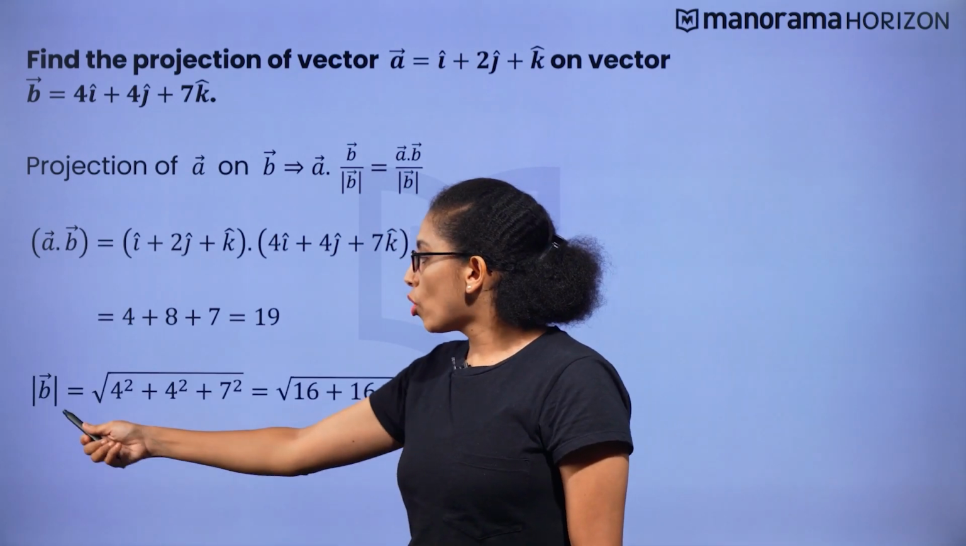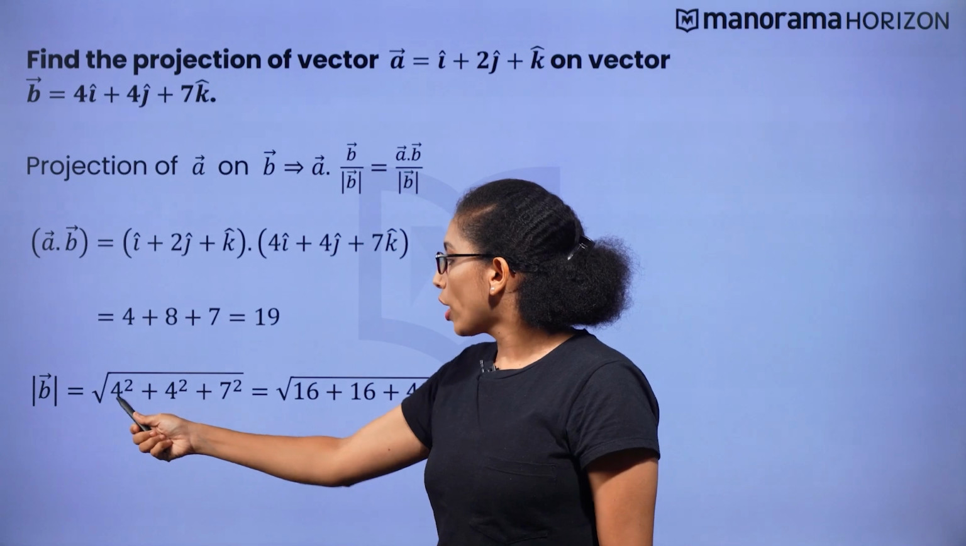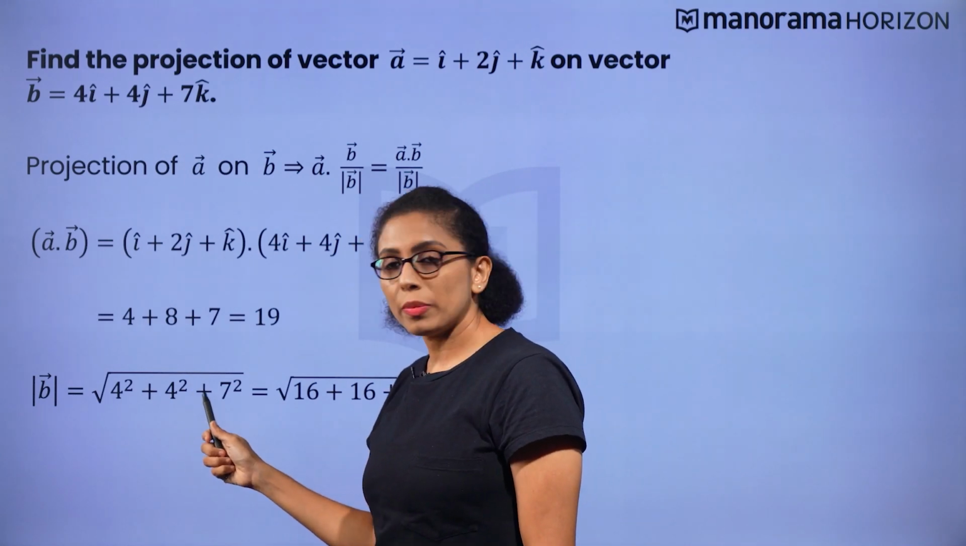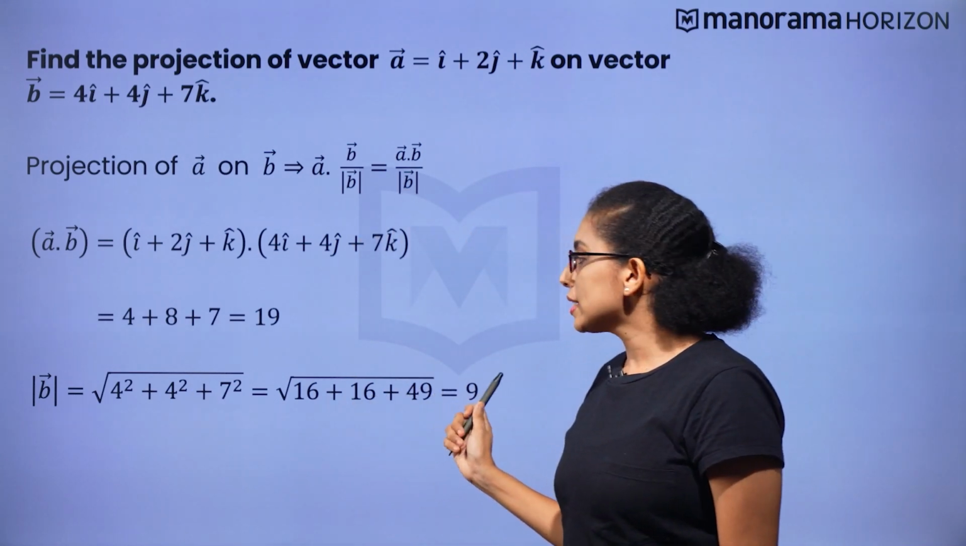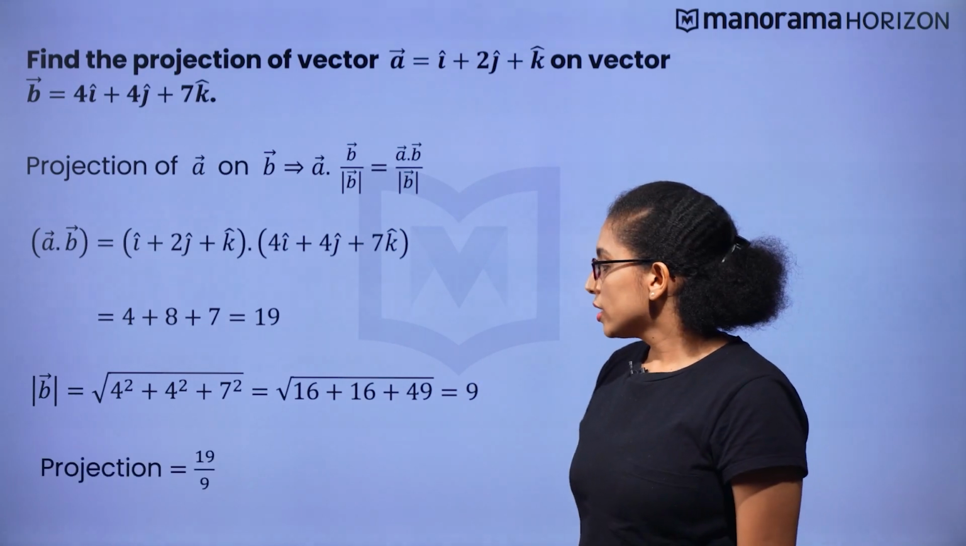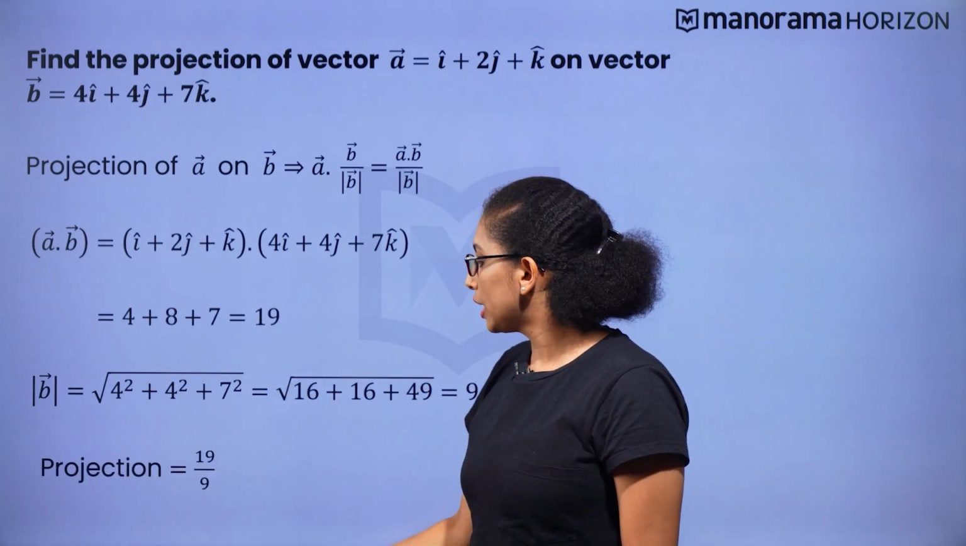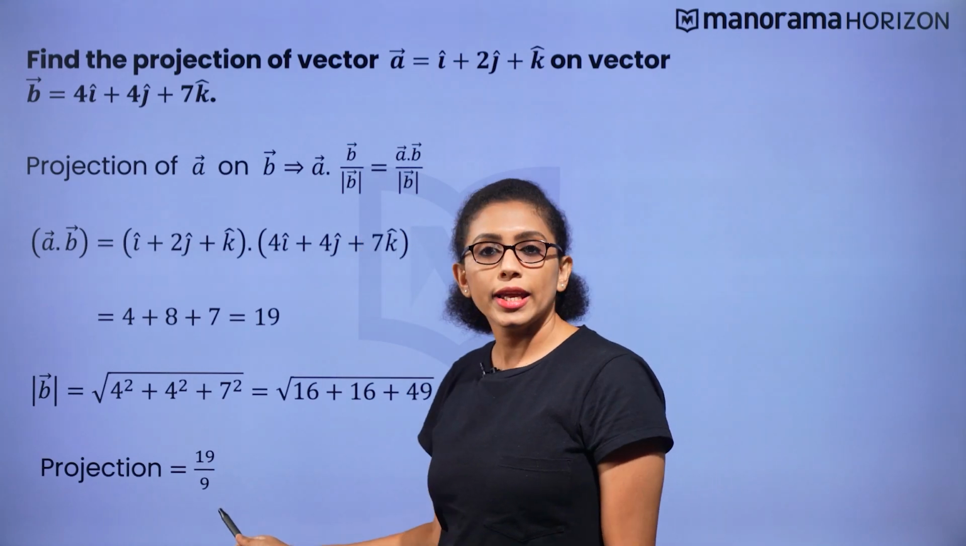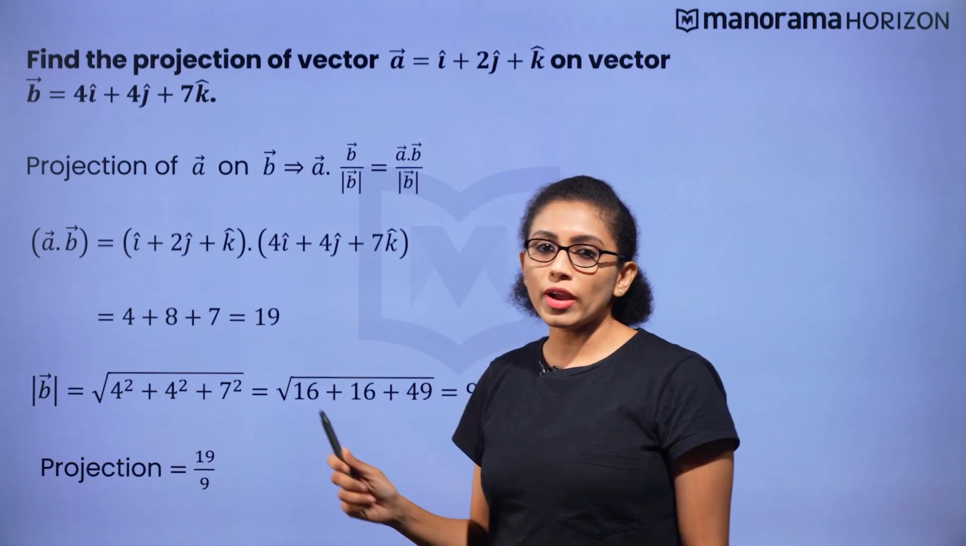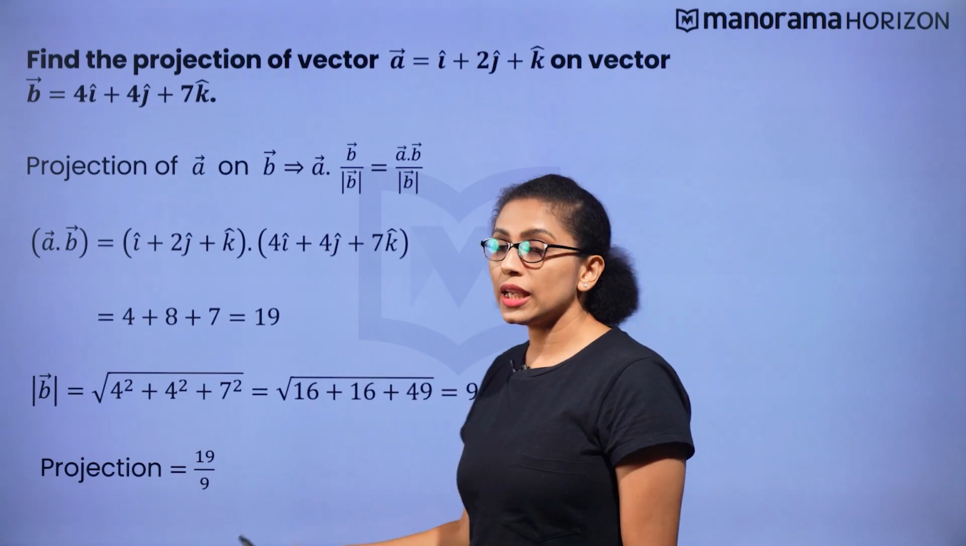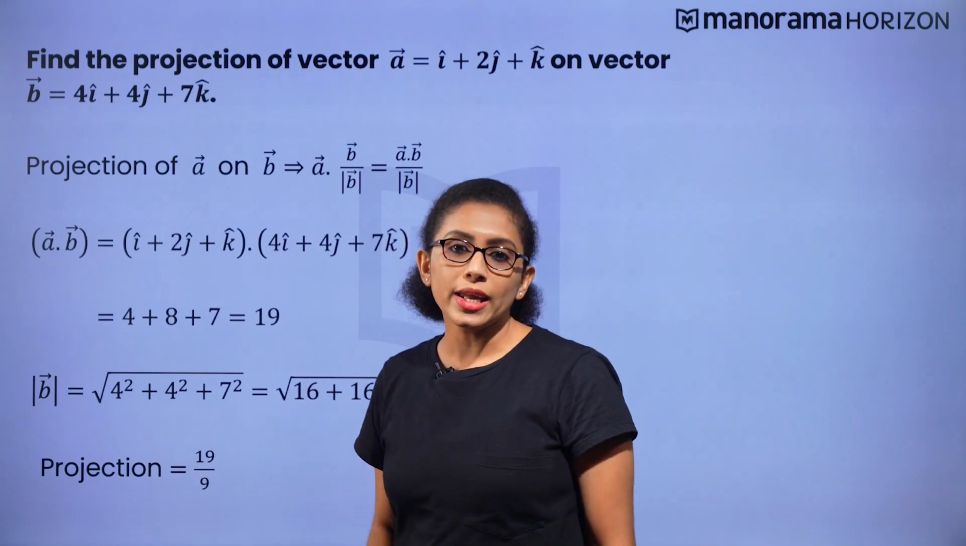Now, what is modulus of B? Taking the square root of 4 square plus 4 square plus 7 square, we get it as 9. Now, substituting the values over here, we get 19 by 9. So, the projection of the vector A on vector B is nothing but 19 by 9.